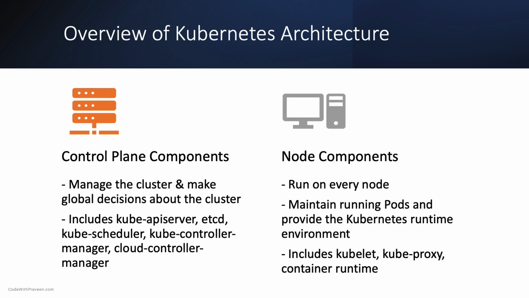The node components in a Kubernetes cluster consist of a set of worker machines called nodes that run containerized applications. Every cluster has at least one worker node, and the worker nodes host the pods that are the components of the application workload. The control plane components fully control the node components.